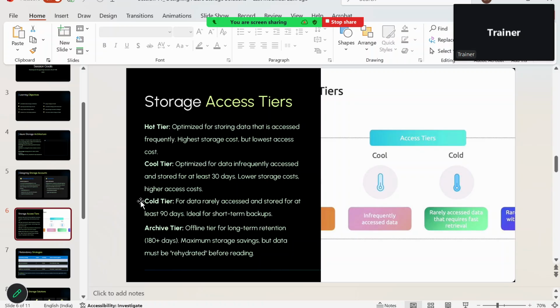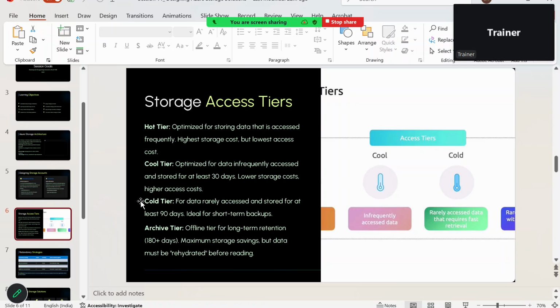And what are the characteristics? Highest storage cost, lowest access cost, and fastest access. Okay. And what is the cool tier? It is designed for infrequently accessed data. Examples: monthly reports, older documents, backup copies. And what are the characteristics? Lower storage cost, higher retrieval cost, and a good balance.